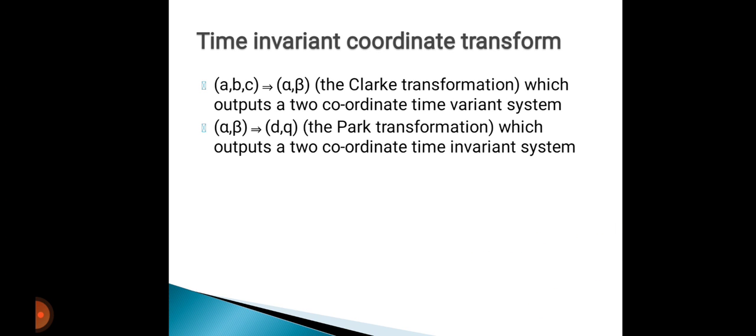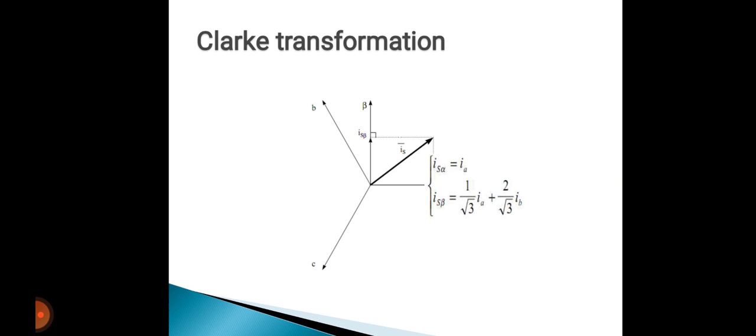The time-variant coordinate transformation ABC to alpha beta is also called the Clarke transformation, and alpha beta to DQ is also called the Park transformation. The Clarke transformation converts a three-coordinate time-variant system to a two-coordinate time-variant system, and the Park transformation does the same. Using this diagram, we will discuss the Clarke transformation.